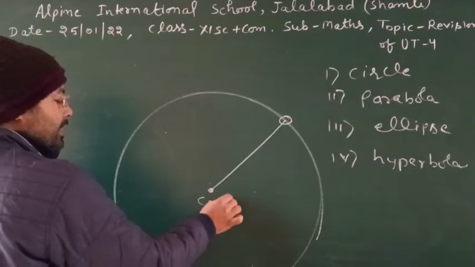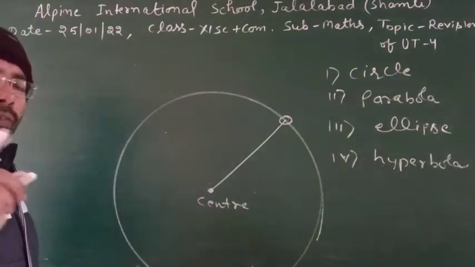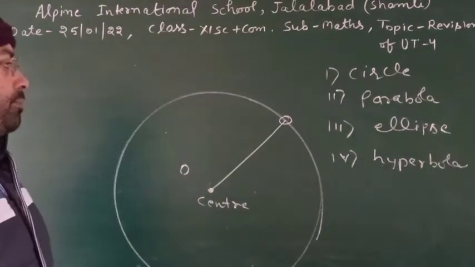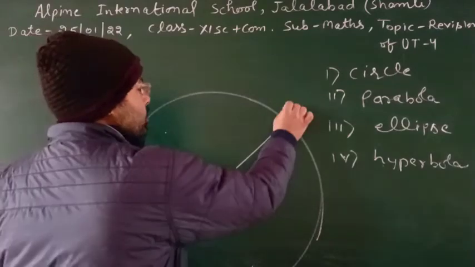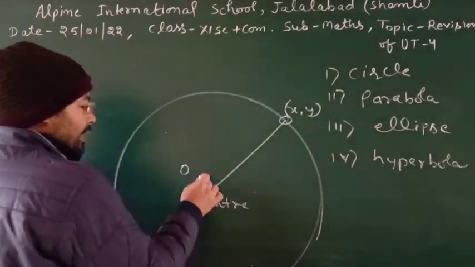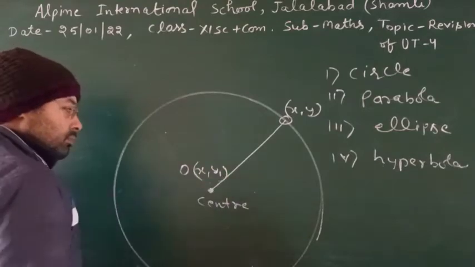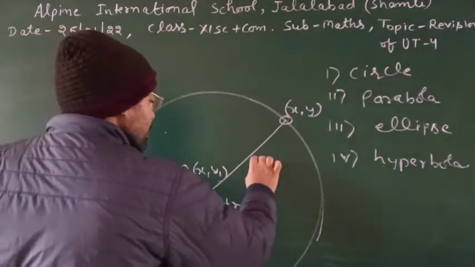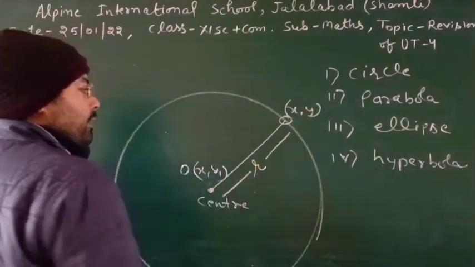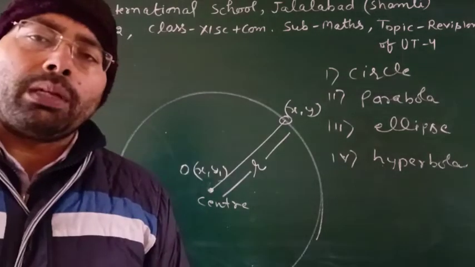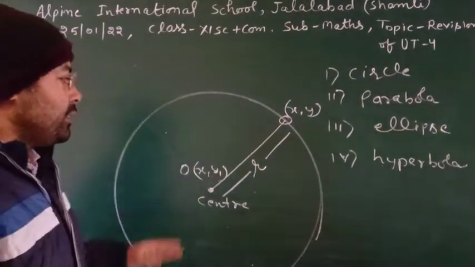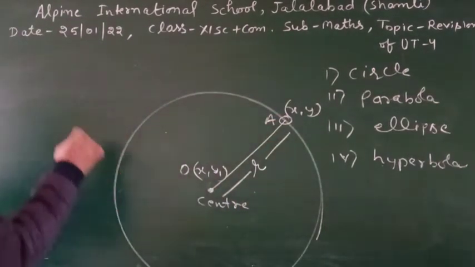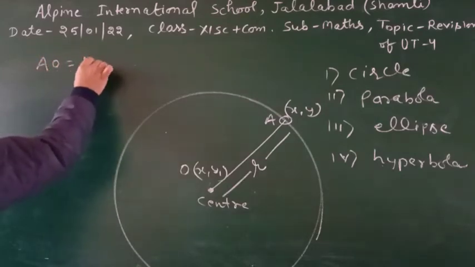This fixed point is always the center, which we will represent by O. Suppose the moving point is (x, y) and the center is (x1, y1). Clear? So this distance will be the radius, represented by a small r. So by using the distance formula between the moving point A and the center O, we can write AO equals r.